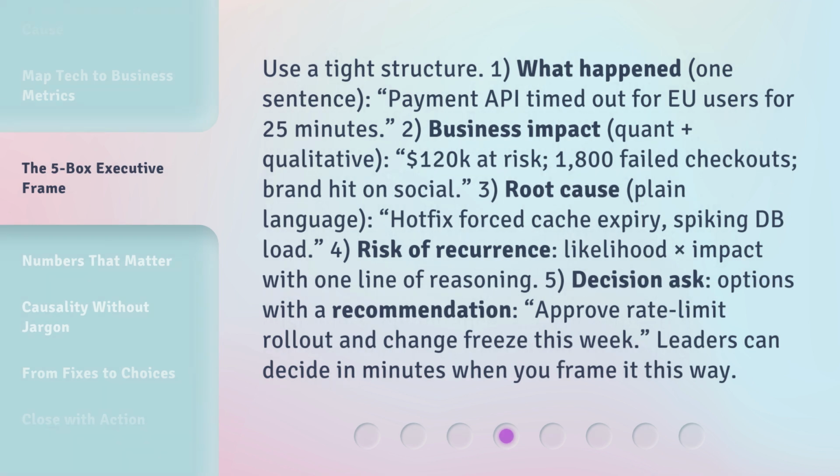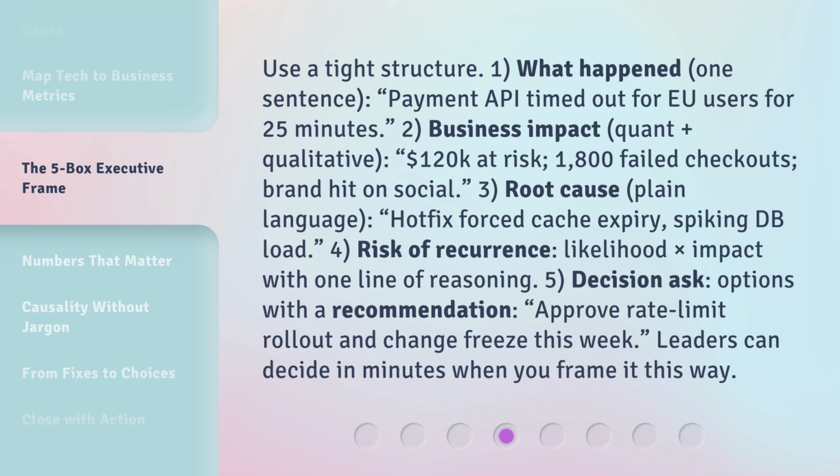Use a tight structure. 1. What happened? One sentence. Payment API timed out for EU users for 25 minutes. 2. Business impact. Quantitative plus qualitative. $120,000 at risk. 1,800 failed checkouts. Brand hit on social. 3. Root cause. Plain language. Hotfix forced cache expiry, spiking DB load.